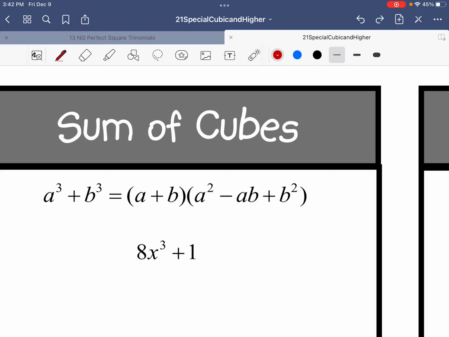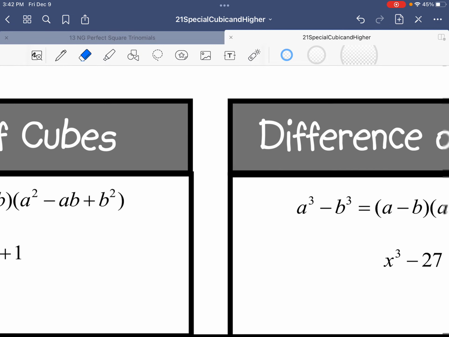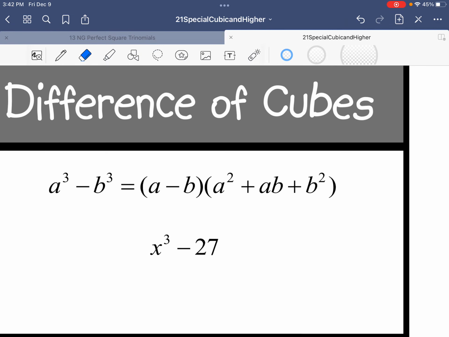Now, the one thing you might notice here is that we have certain signs. You see, we have the same sign. And then we end up with the opposite sign. This sign out here is always positive. Let's talk a little bit more about this with the pattern when it's a difference of cubes.